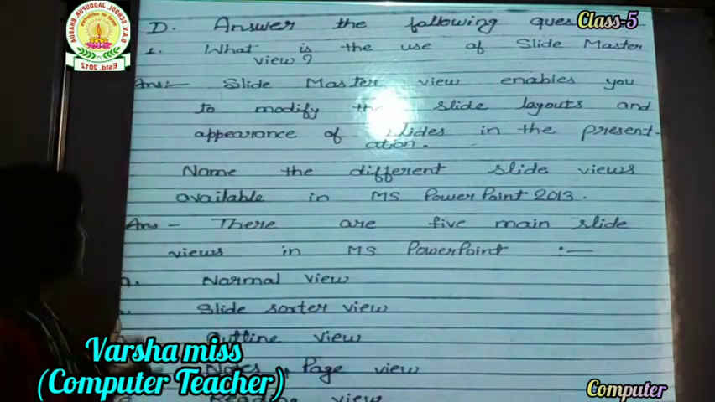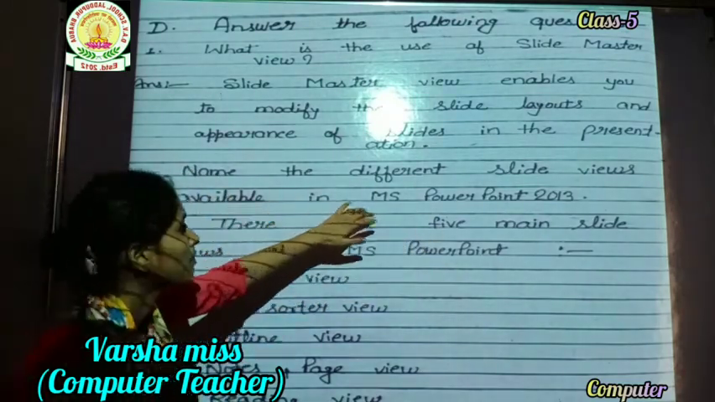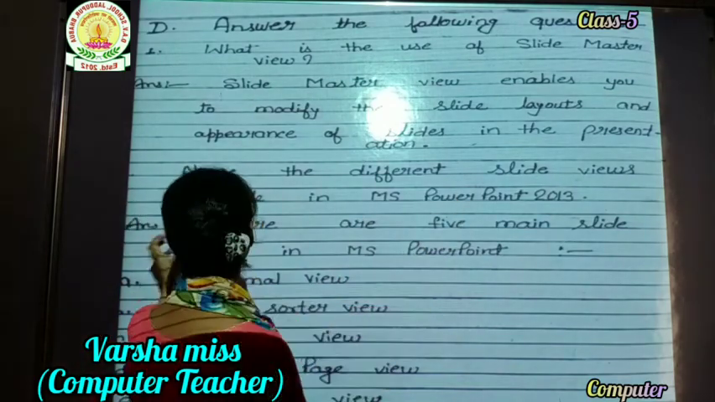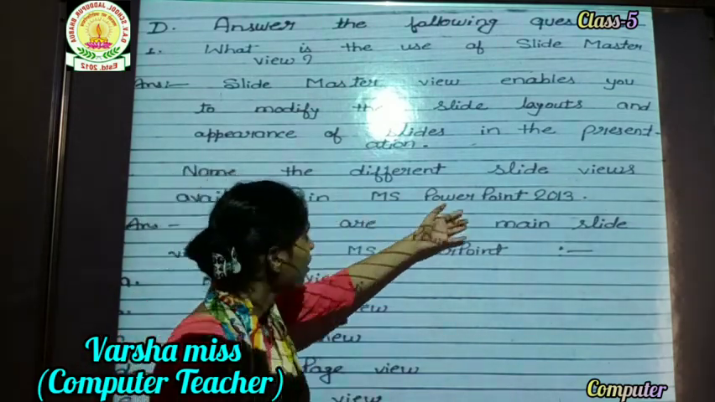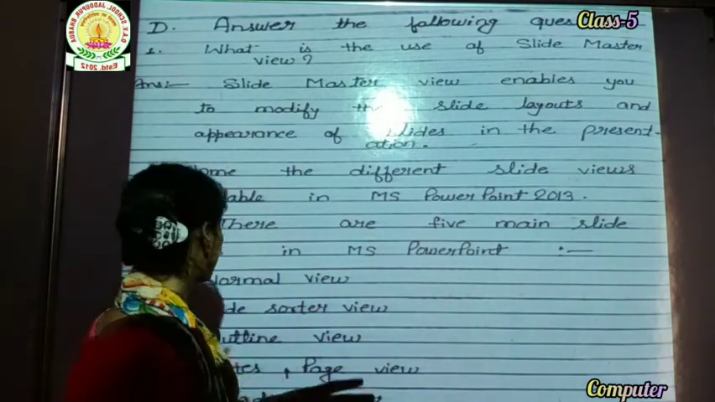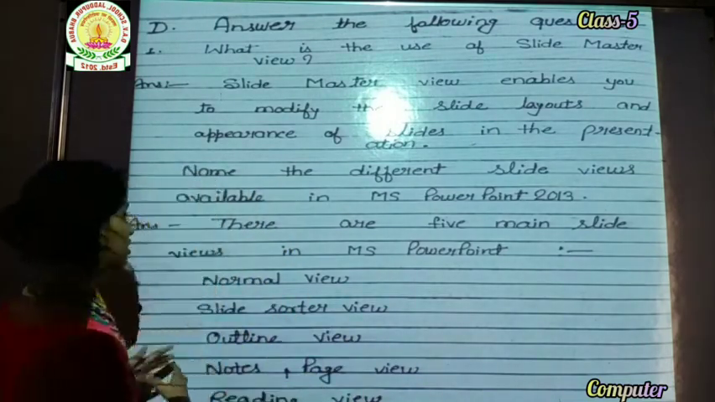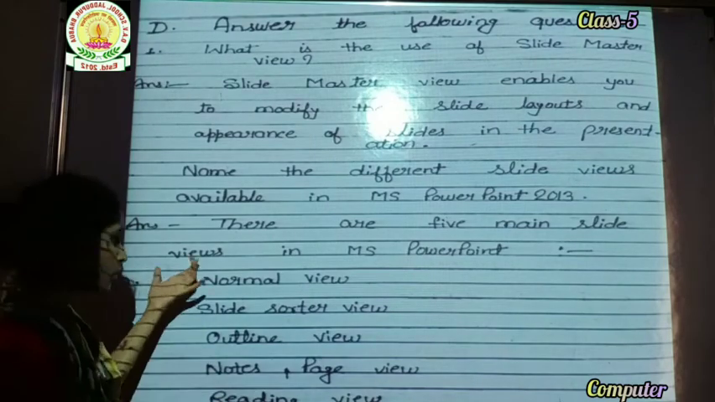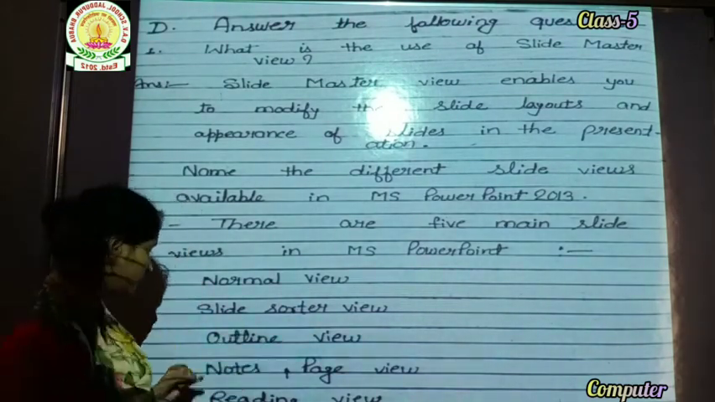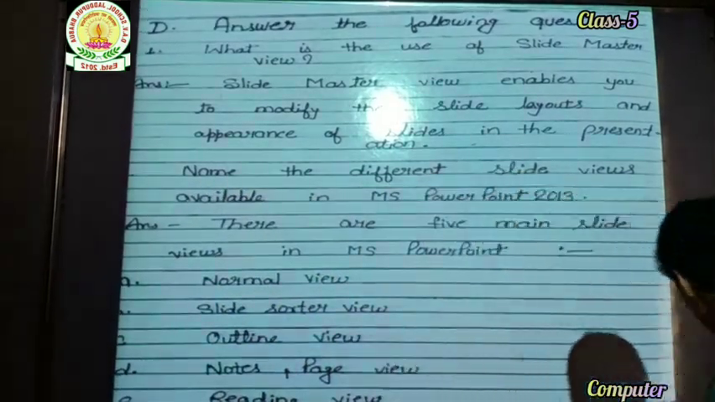Next question is, name the different slide views available in MS PowerPoint 2013. The answer is, there are 5 main slide views in MS PowerPoint. First, normal view. Second, slide sorter view. Third, outline view. Fourth, note space view. And fifth, reading view. Okay, students?